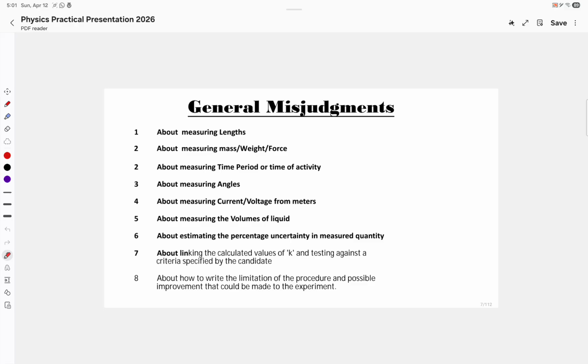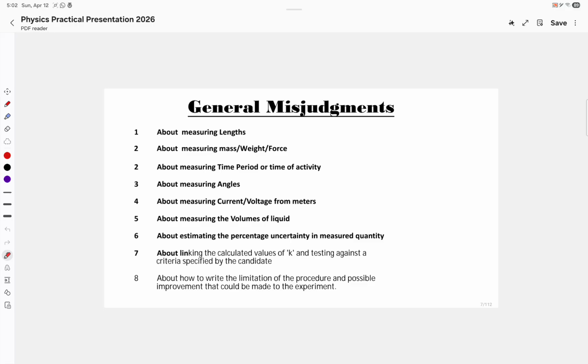So this is a list in which I have mentioned how to measure length. Misjudgments can happen related to measuring lengths, mass, weight and force, time period or time of activity, measuring angles, and measuring current and voltage from digital or analog meters, measuring volumes of liquid, estimating the percentage uncertainty in a measured value, linking the calculated values of the constant k and testing against the criteria specified by a candidate, and how to write the limitations of the procedure and possible improvements that could be made to the experiment.